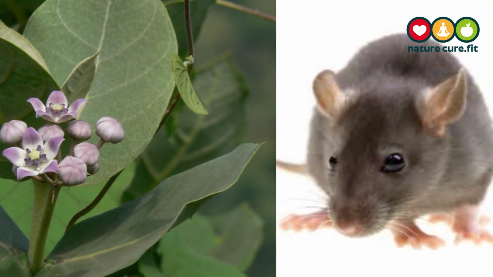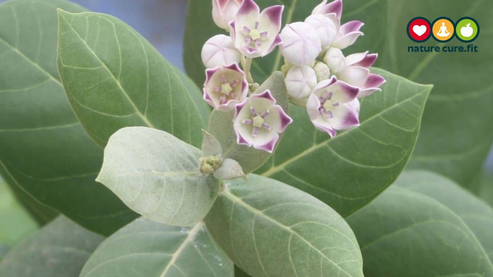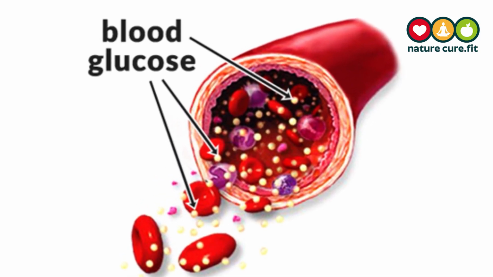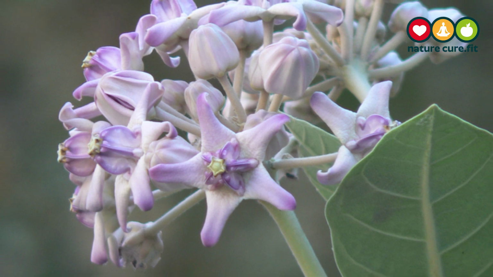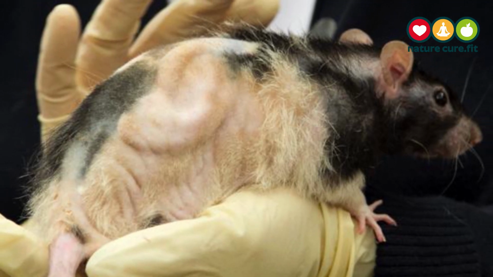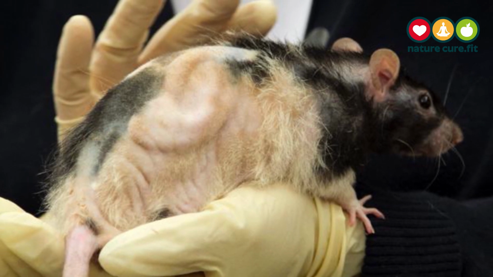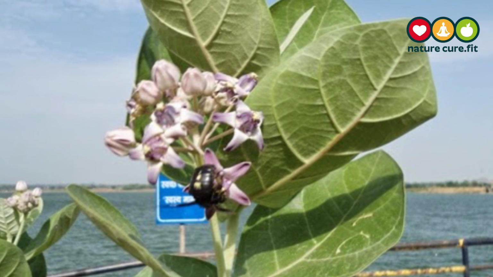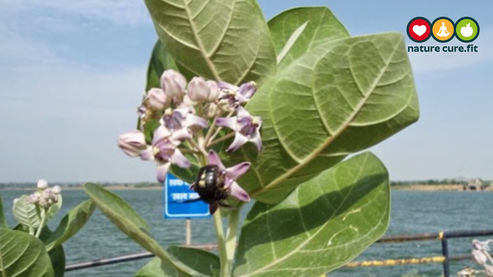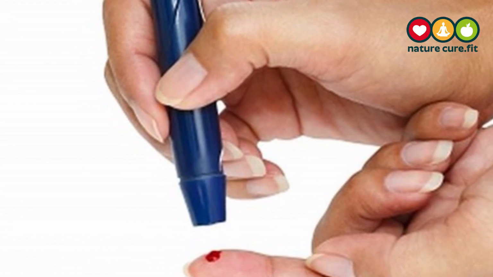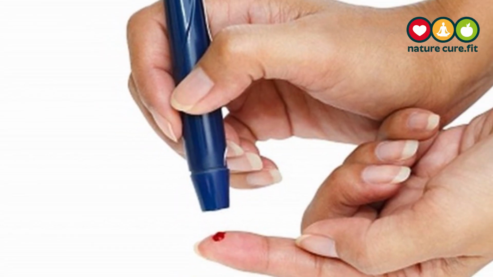According to an experiment done in rats, they found that the leaves and the flowers were effective to lower down serum glucose. The administration of leaf and flower extracts to streptozotocin-induced diabetic rats showed a significant reduction in serum glucose levels. It is concluded that chloroform extracts of Calotropis gigantea leaves and flowers have significant anti-diabetic activity.